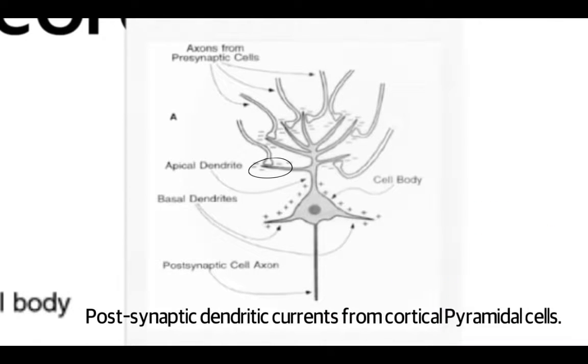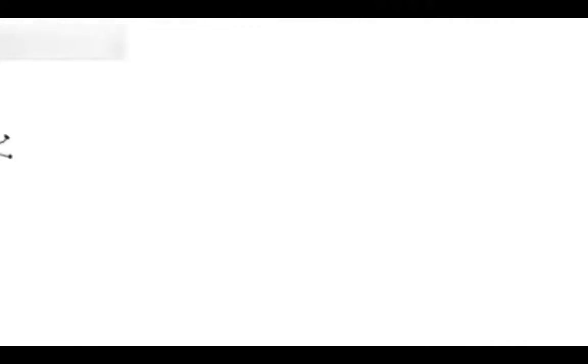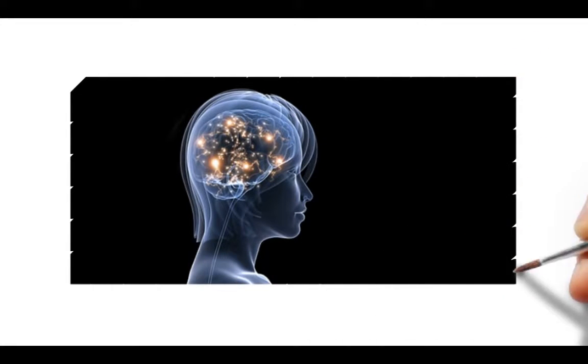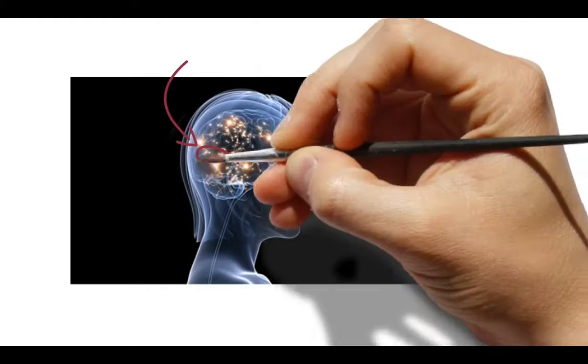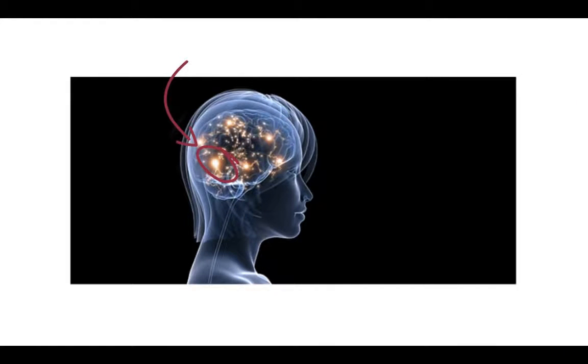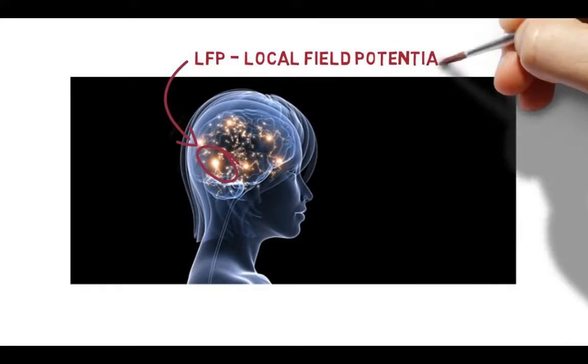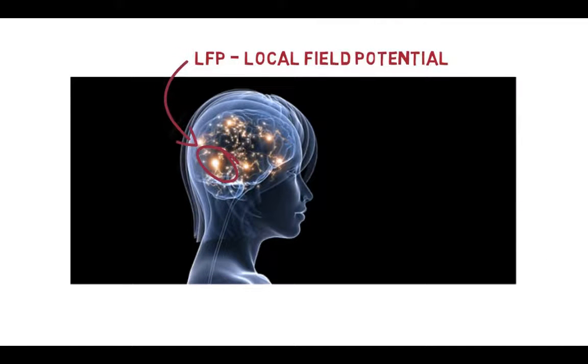It's the postsynaptic dendritic currents from the cortical pyramidal cells. The activity from one single neuron is way too small to be detected with EEG equipment, but when thousands or tens of thousands of neurons work in concert, we're in business. An area or a group of neurons working in concert is called an LFP, or local field potential.